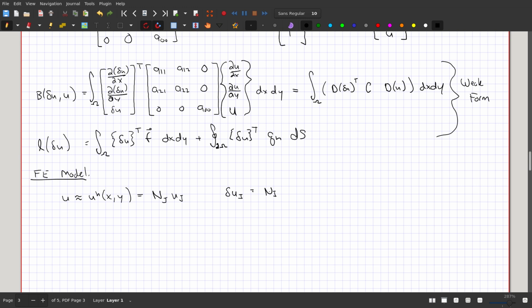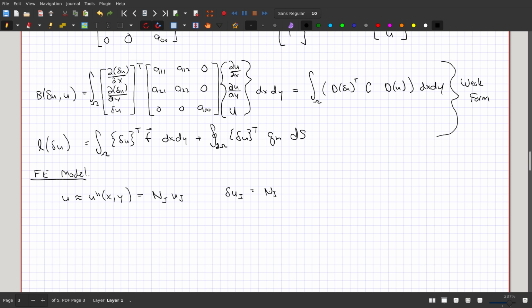I'm going to try to get in the habit of, whenever I'm talking about finite element shape functions, right? So this is like the Jth shape function. This is the Jth node in the discretization. Whenever I'm talking about things associated with nodes and shape functions, I'm going to try to use capital letters, so it's a capital I and a capital J.